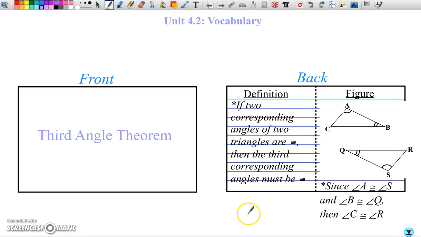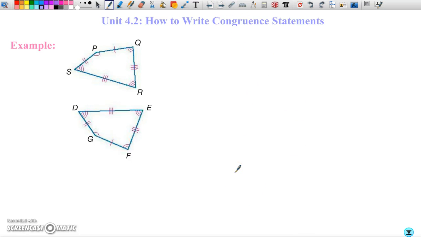Okay, so third angle theorem. If 2 corresponding angles of 2 triangles are congruent, then the third corresponding angle must be congruent as well. And that would make sense because we have to have 180 degrees in our triangle. So if A and S are the same and B and Q are the same, then R and C would have to be the same. So we don't have to have all of the information to find out, but we can work with the numbers, but we can use this theorem to say that this is why they are the same. So let's look at this and see how to write our congruent statement.